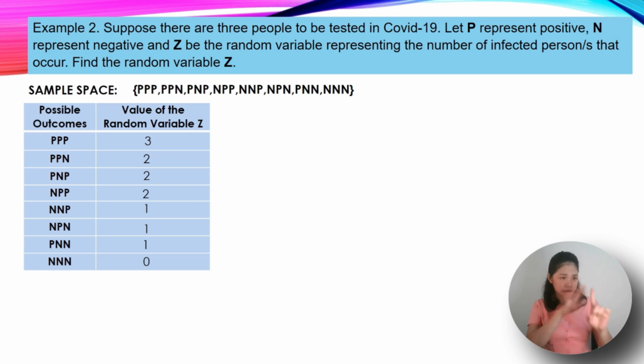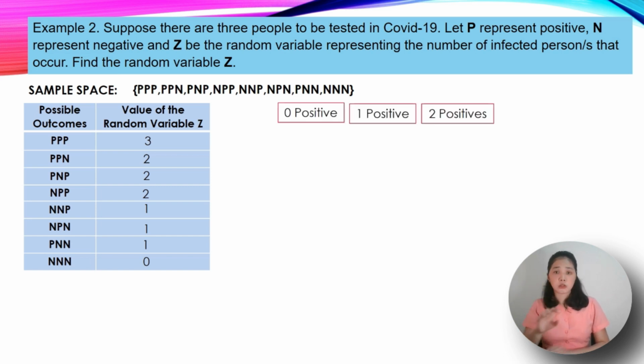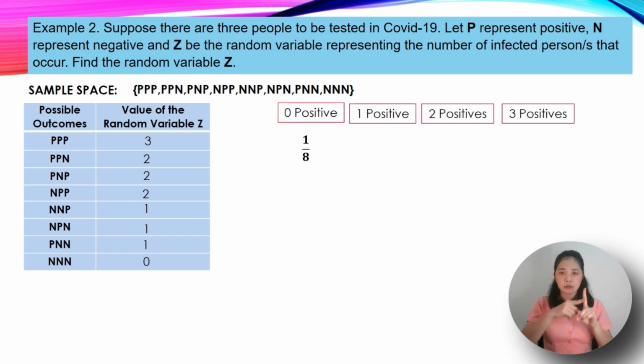So as you can see in the given table, the values of the random variable Z are 0, 1, 2, and 3. So let's have 0 positive, 1 positive, 2 positives, and 3 positives. For 0 positive, we have a possible outcome of NNN, and that gives us 1. Then we have 8 possible outcomes. So for 0 positive, the probability value will be 1 over 8. For 1 positive, we have here the possible outcomes NNP, NPN, and PNN. So we have here 3 over 8. For 2 positives, we have the possible outcomes PPN, PNP, and NPP. So we also have here 3, and that gives us 3/8. And for the 3 positives, we only have 1, so we have 1 all over 8.